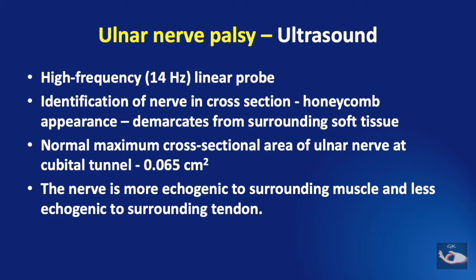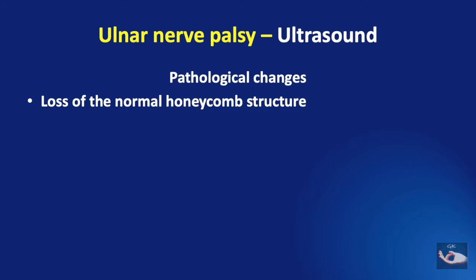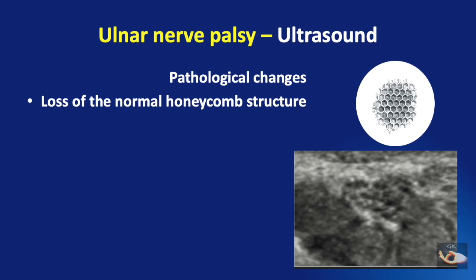We need to remember that the nerve is more echogenic than the surrounding muscle and less echogenic when compared to the surrounding tendons. So far, we have seen the description of how a normal nerve appears on ultrasound. We shall now see what are all the changes in the nerve that will denote that it is abnormal. The very first pathological change is the loss of the normal honeycomb structure. This diagram shows a normal honeycomb and how the normal nerve has this particular honeycomb appearance on ultrasound.